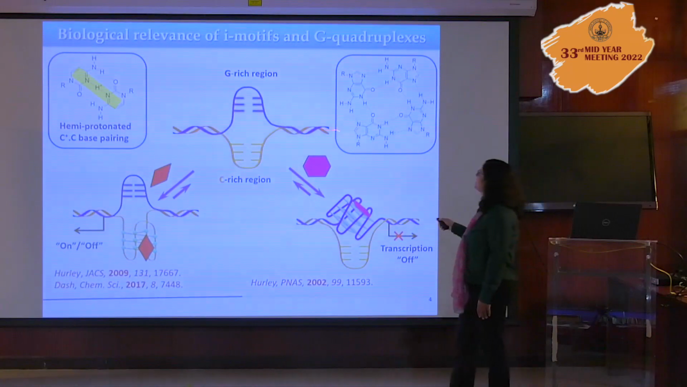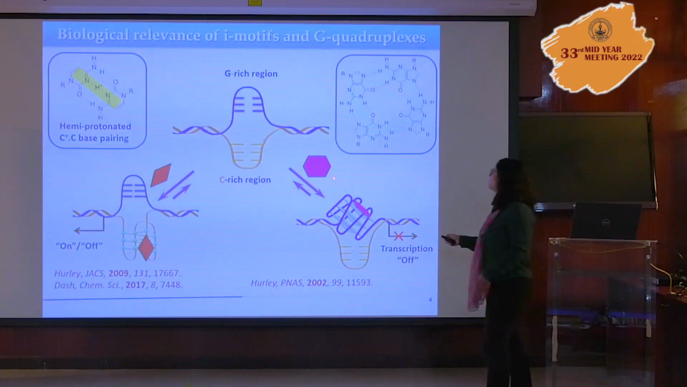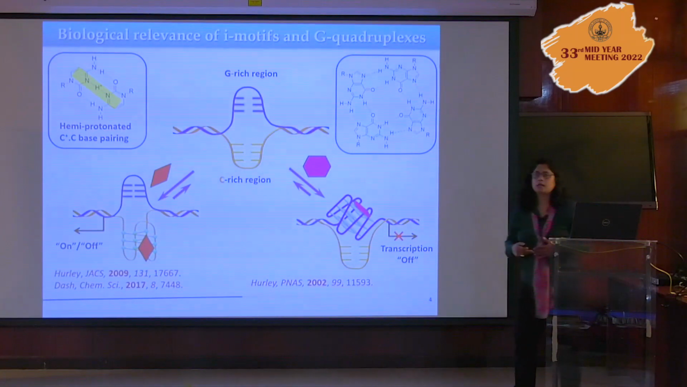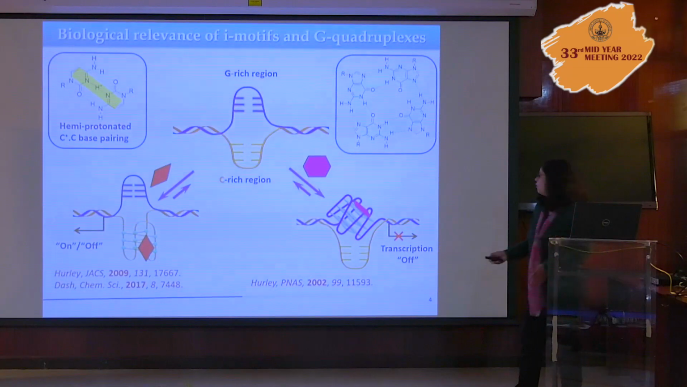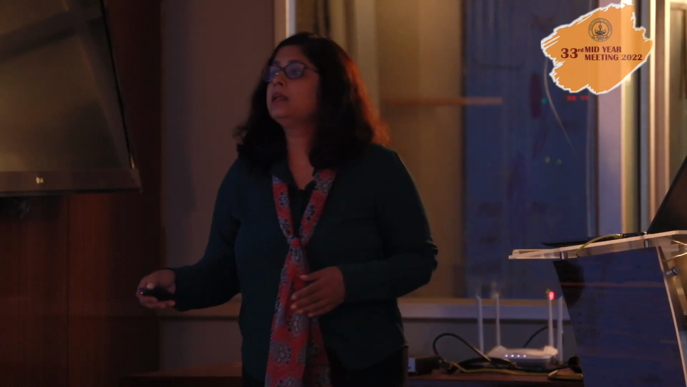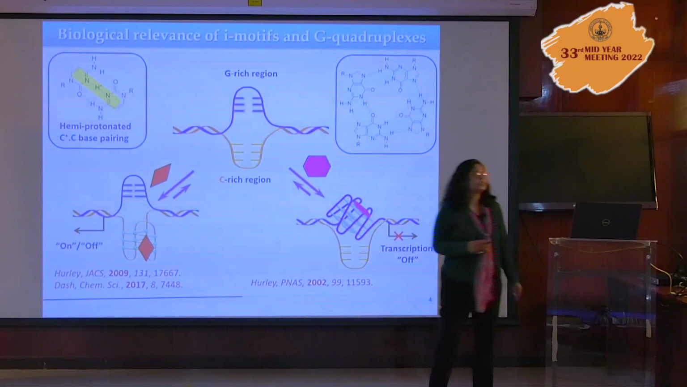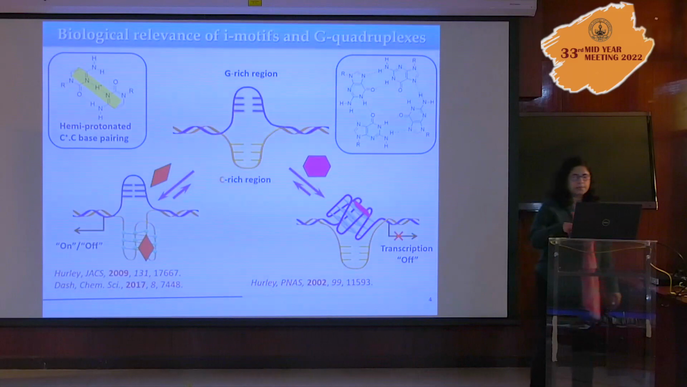These G- and C-rich DNA sequences are present in the promoter regions of several oncogenes, and it has been shown that small molecules can bind and stabilize these structures and modulate transcription in cancer cells. Therefore, small molecules that can bind and stabilize these DNA quadruplexes are considered as potential anti-cancer targets. And in recent times, the i-motifs have also emerged as potential anti-cancer targets.